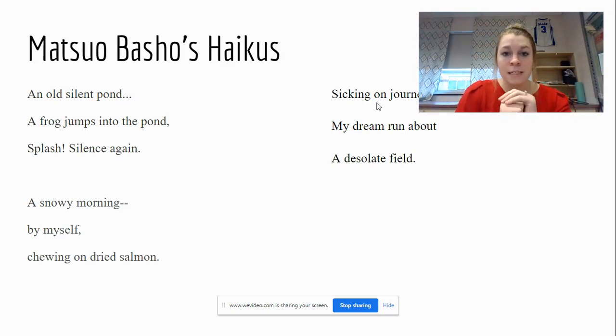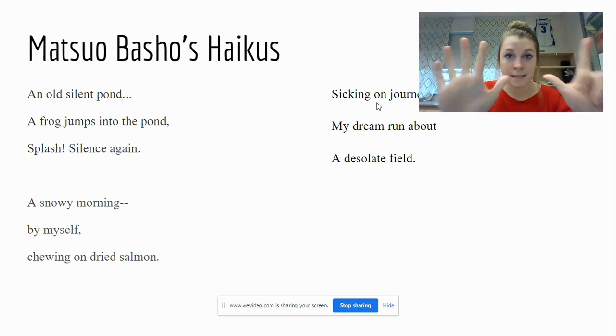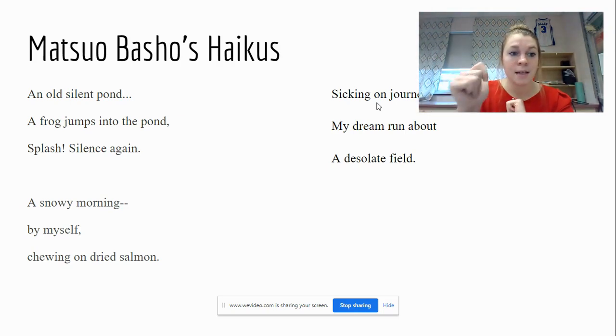I also do just want to take a second and look at the syllables. So "an old silent pond," that's 5 syllables. "A frog jumps into the pond," 7 syllables. "Splash, silence again," 5 syllables. So you can see that he does follow that pattern very well in these haikus.